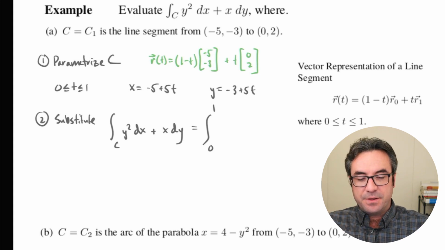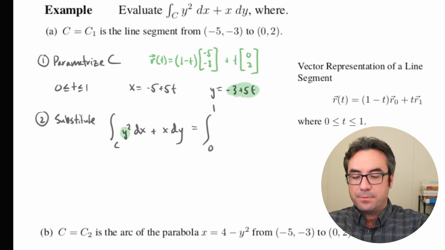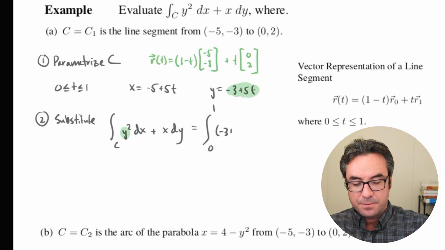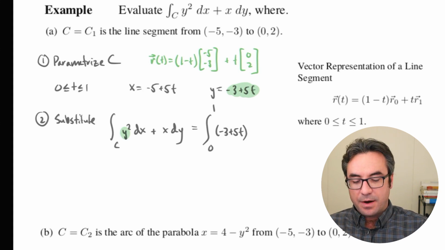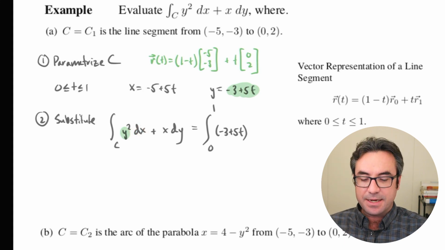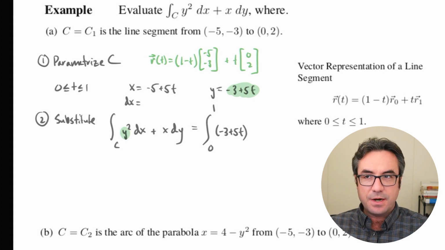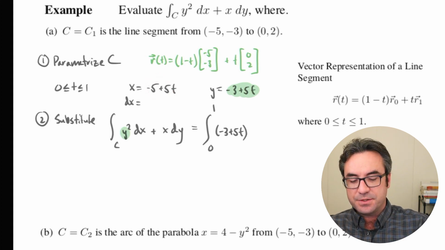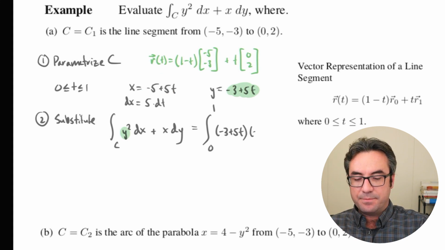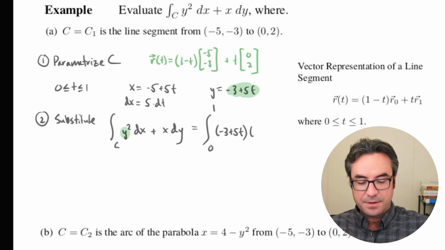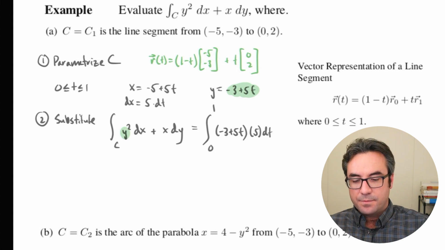All right, well, let's fill in what y is. So y is -3 plus 5t. And then we have our dx here. So we got to calculate dx. So let's do that. So dx, the differential, is just the derivative of this. So 5 times dt. So we're going to have a, not -5, +5 dt. And so that was our dx.